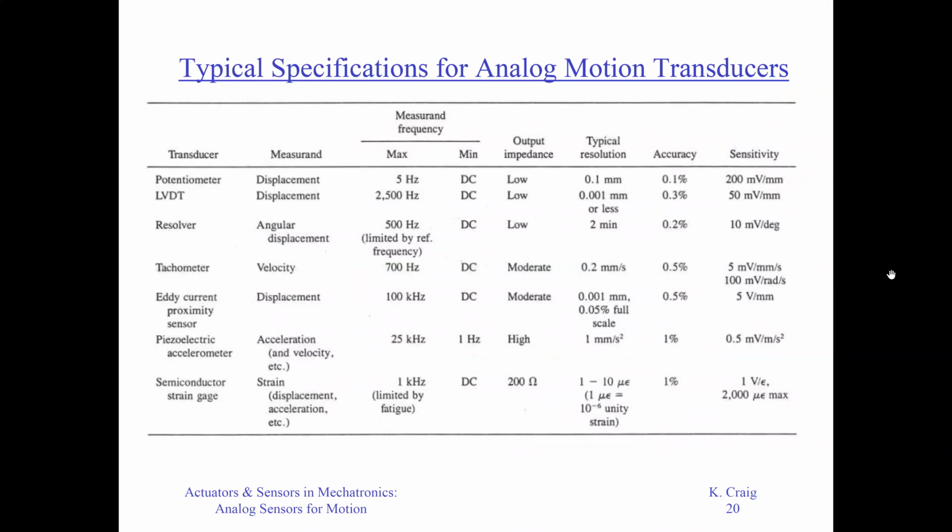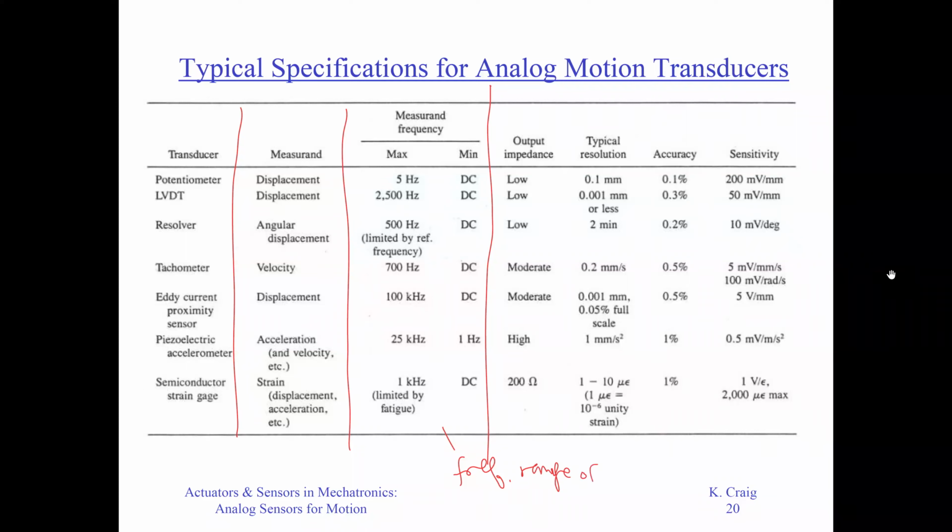So now, please pay attention. We can go through this one slowly. These are the transducers' names, and these are the variables you want to measure. And this is the frequency range of interest. So we can only cover the frequency range like this, not higher, not lower. After that, we need to talk about what is your output impedance, because otherwise you have an impedance matching issue, right? You have a typical resolution.